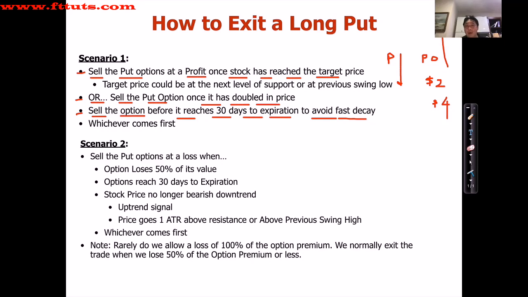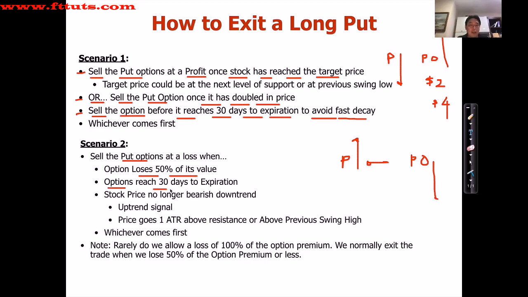All right, so the second scenario is a losing trade. We buy the put option and the price doesn't go down. The price goes up or the price remains sideways. So when that happens, what happens to our put option? That's right, it doesn't go up in price. In fact, it will go down in price, you lose value, and it may expire worthless. So we don't want that to happen. So the moment we see our put options losing 50% of its value, we cut our loss, we get out, we look for the next trade.